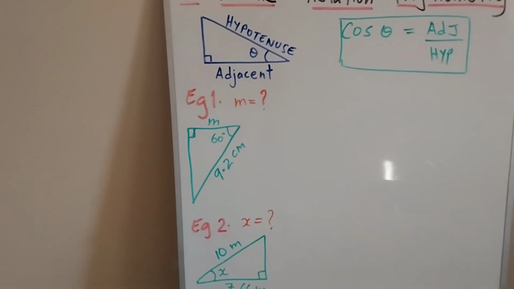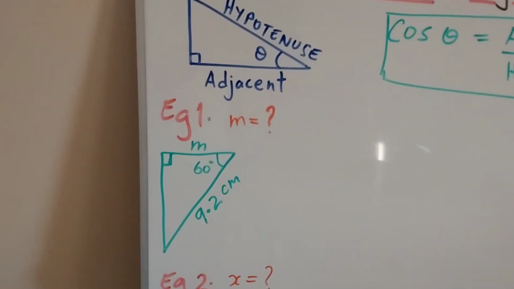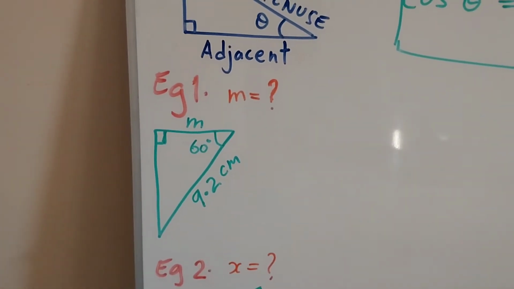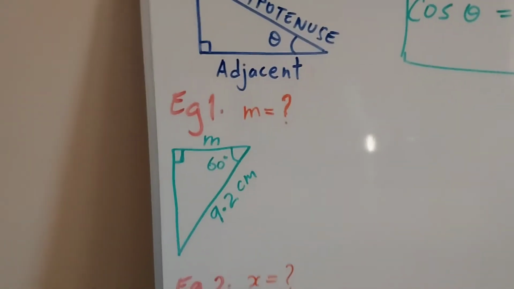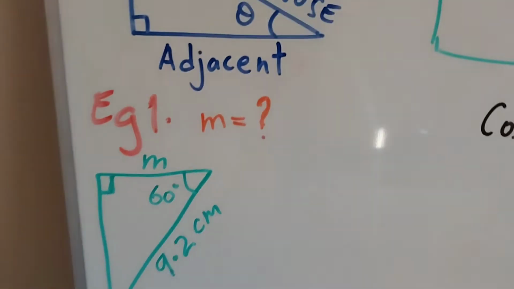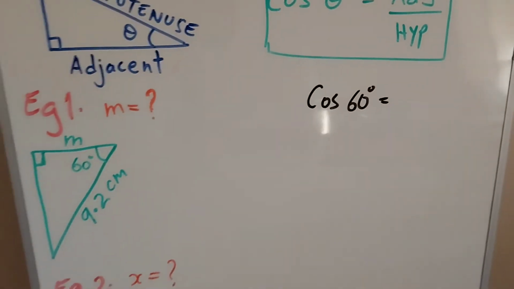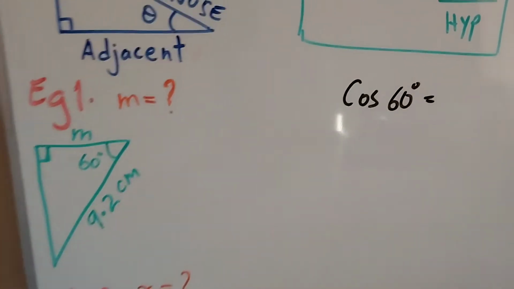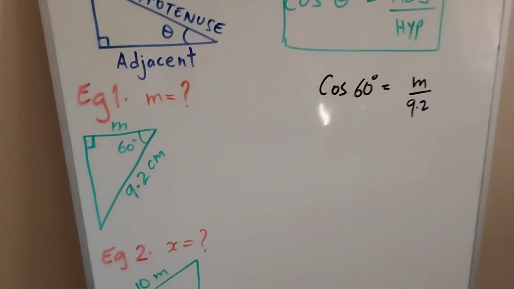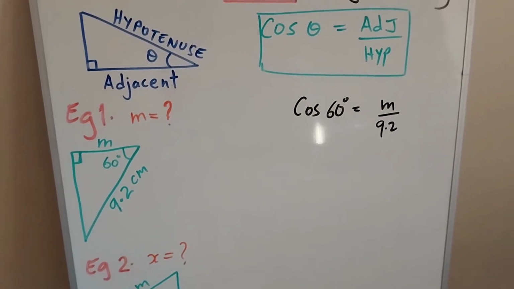So let's solve the first one. In this triangle over here, the angle is 60 degrees, the hypotenuse is 9.2 centimeters, and the adjacent side is m. So if we put those values into the formula, the cosine of 60 degrees would be equal to adjacent side, which is m, divided by the hypotenuse, which is equal to 9.2. The cosine of 60 equals m divided by 9.2.